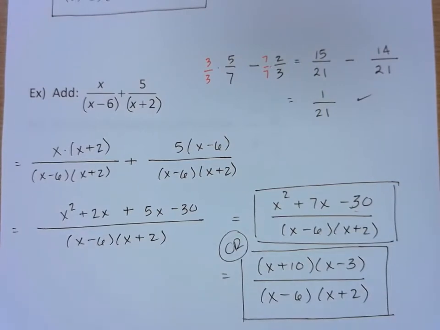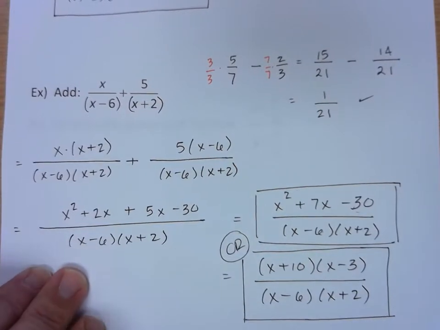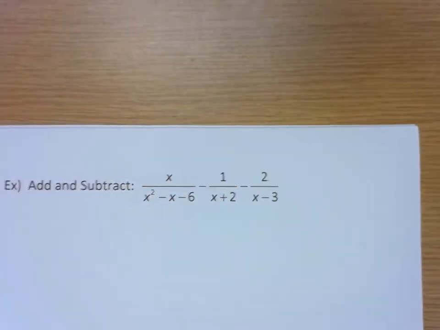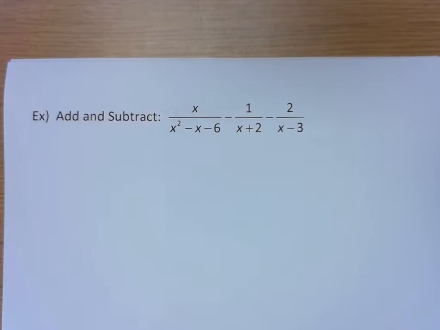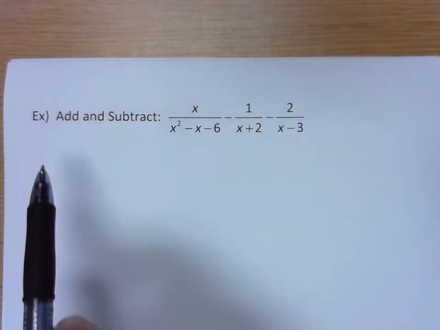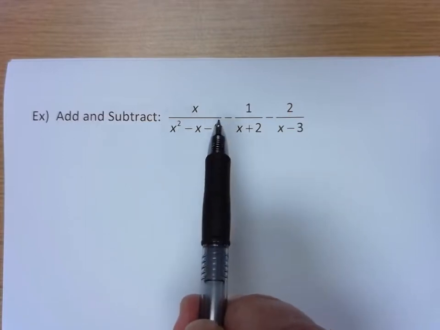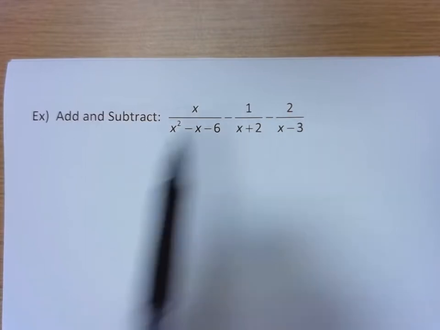So you see, addition and subtraction are a little bit more involved because you have to get matching denominators before you can actually do the addition or the subtraction. Let me show you a subtraction example that involves three fractions. It says to add and subtract. Technically this is a positive fraction, so it's being added. The other two are being subtracted.